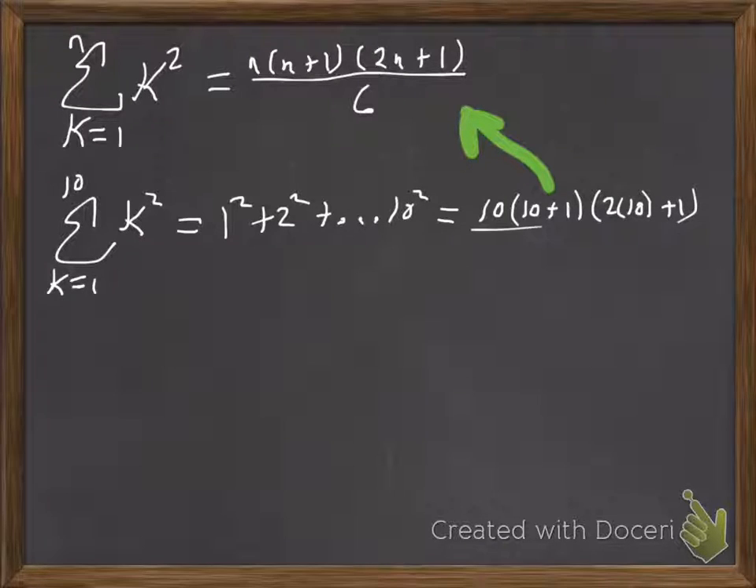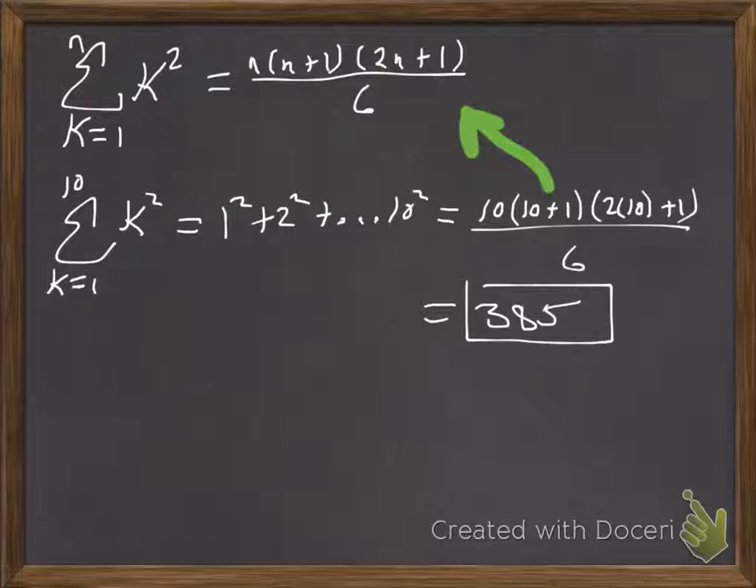And then we'll go ahead and divide that all by 6. Okay, and we get 385. So if you went through and added 1 plus 4 plus 9 plus 16 plus 25, 36, etc., it's going to add up to 385.